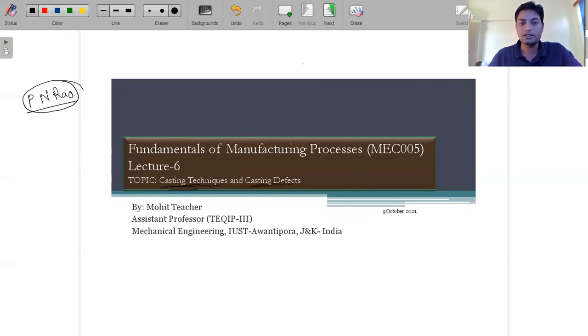I am not saying all the casting defects, because there are a number of them, but those we can usually see in castings. These have been asked in many examinations, and that is why they are important. So let's start.